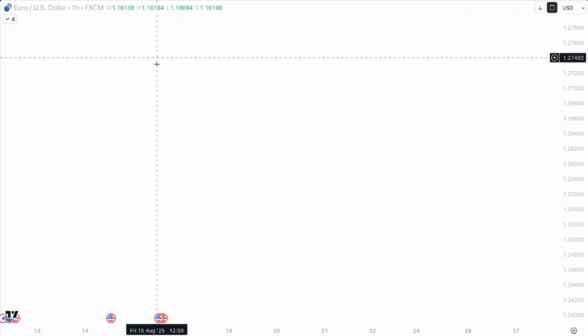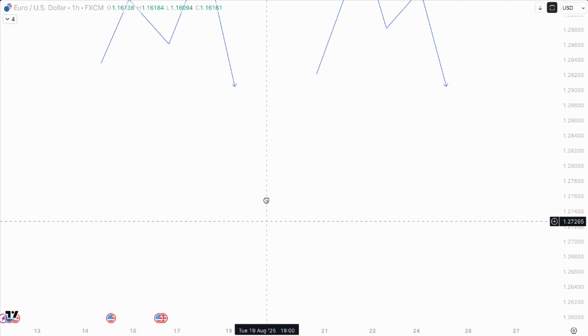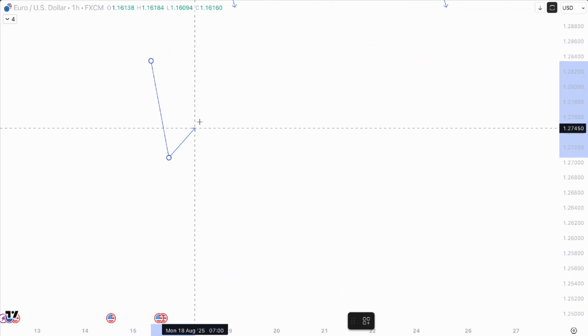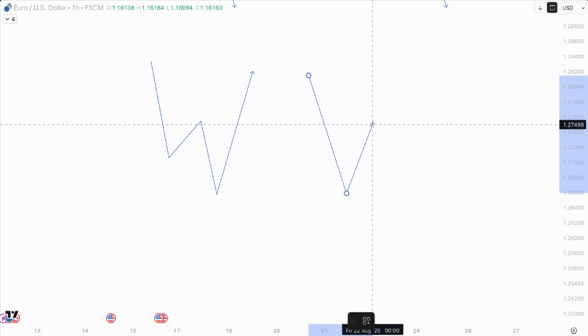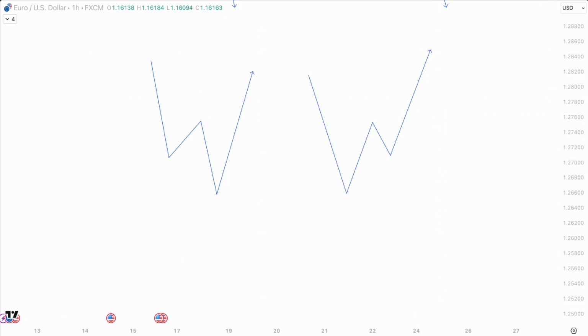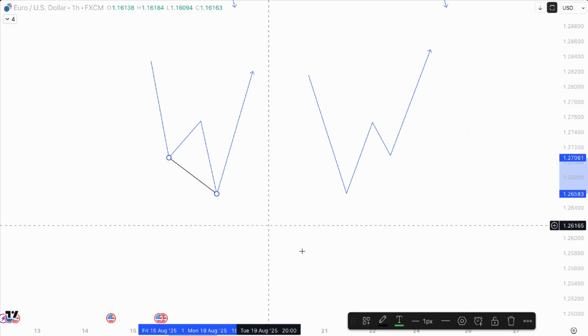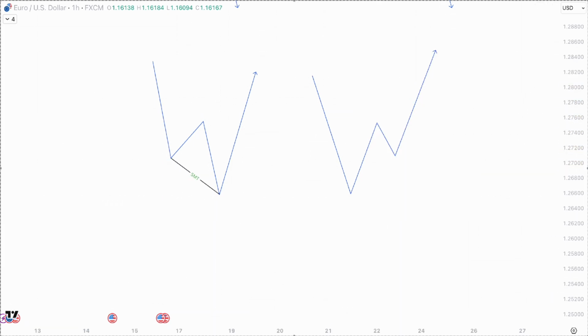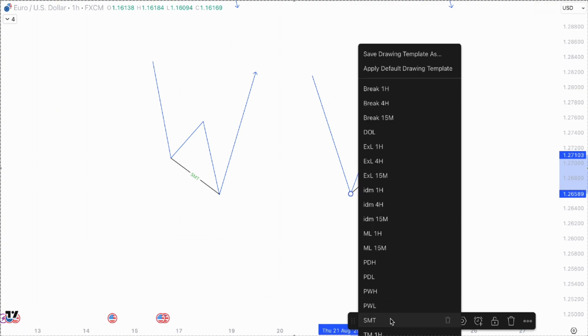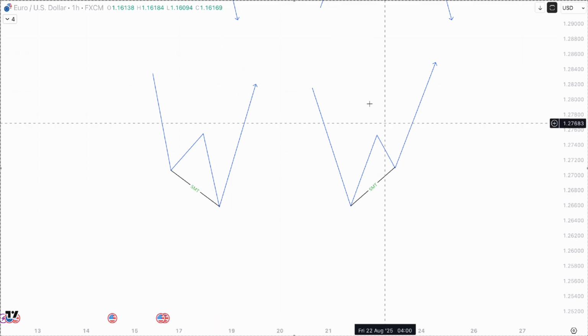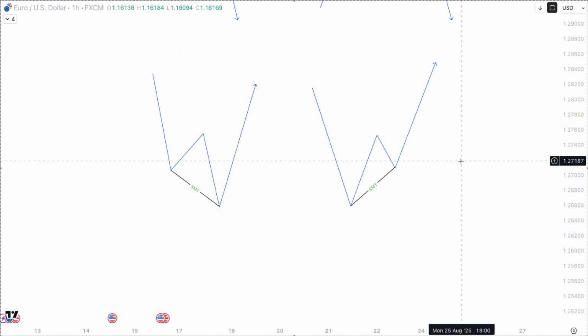There are also two types of SMT, and this was a bearish type of SMT. Now I'm going to show you a bullish type of SMT. So this is a bullish type of SMT where one asset makes a lower low and the other asset makes a higher low, which we mark as SMT as well. And this combined is an example of a bullish SMT.